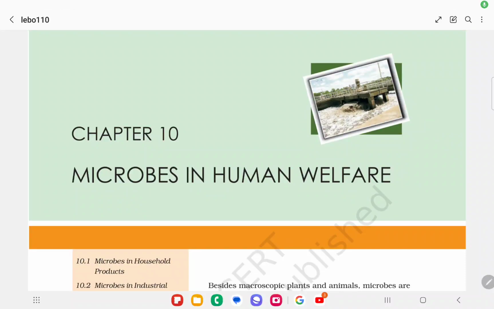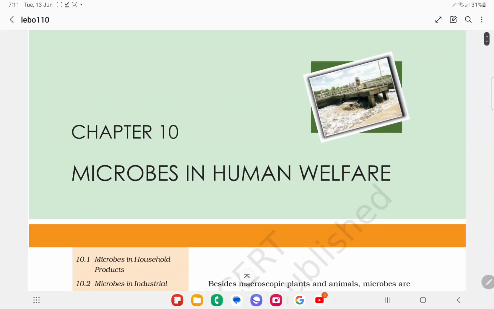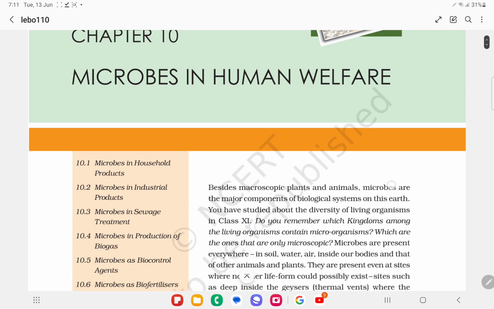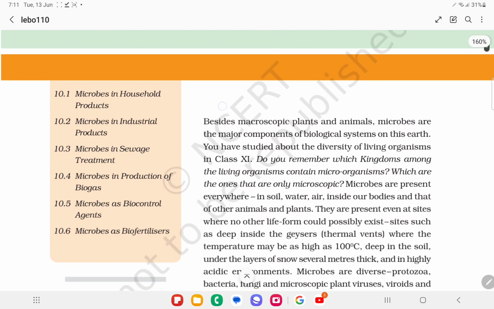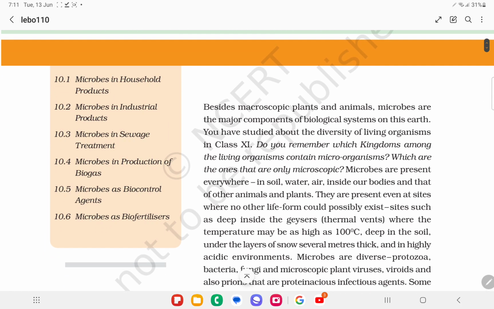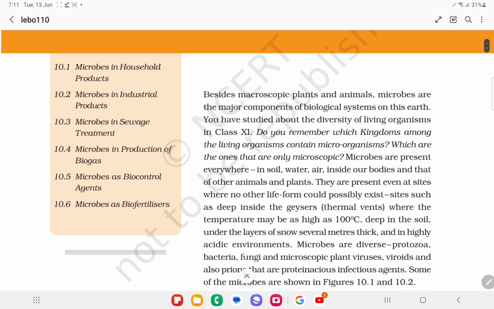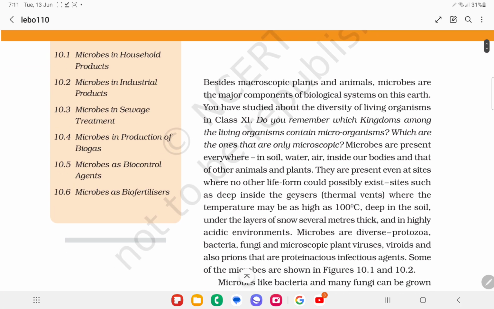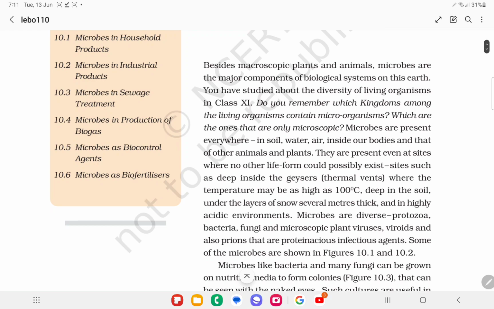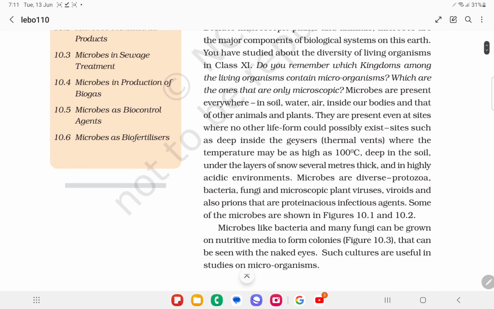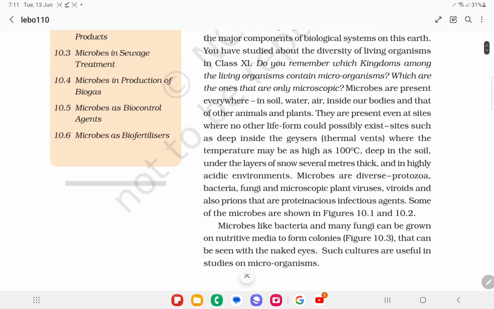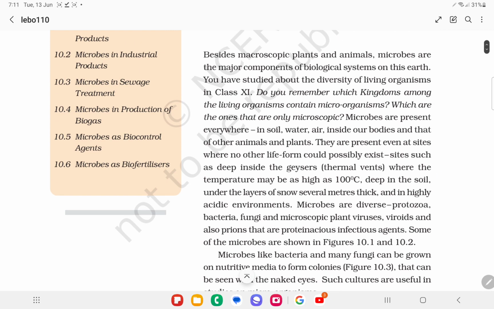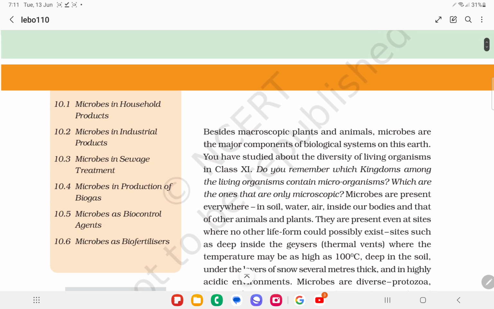See the topic regarding microbes in human welfare. In this topic we are going to see these topics: microbes in household products, microbes in industrial products, microbes in sewage, microbes in the production of biogas, microbes as biocontrol agents, microbes as biofertilizers. So let's see.